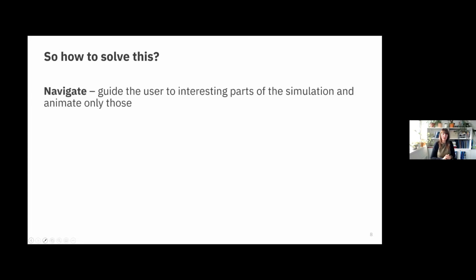Another option is to navigate the user. So keep the time in your data set and guide the user to some interesting parts of the simulation and animate only those. So really keeping the animation aspect still there, but only use it for something which is really meaningful to watch, and the rest can be omitted.